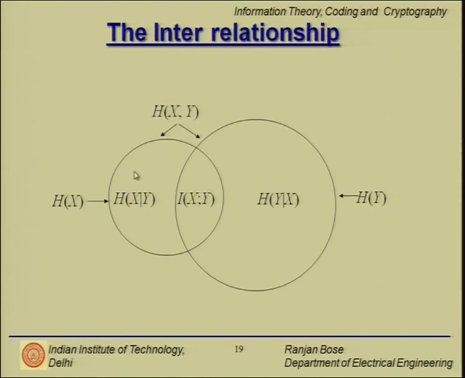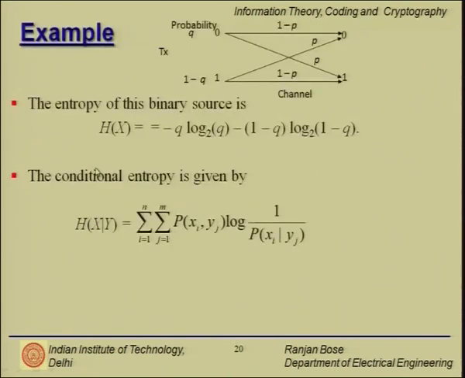So much so that I can make this h of x completely end up being inside h of y. Okay. So, the average mutual information can at best be h of x. Now, let us quickly take a look at an example.